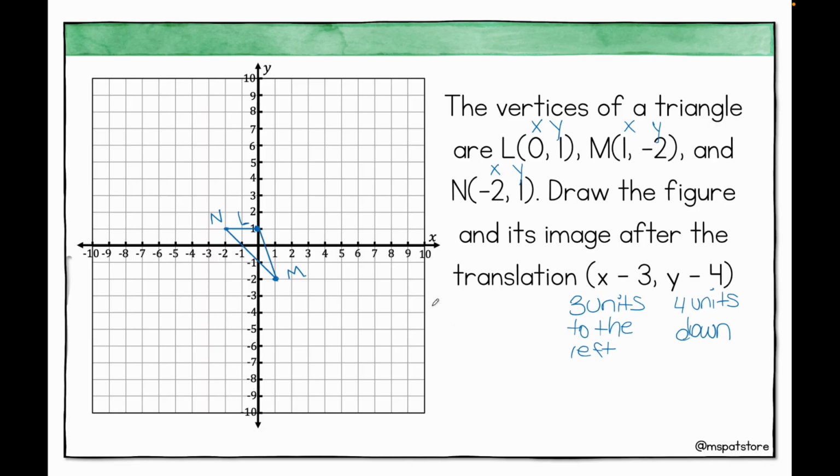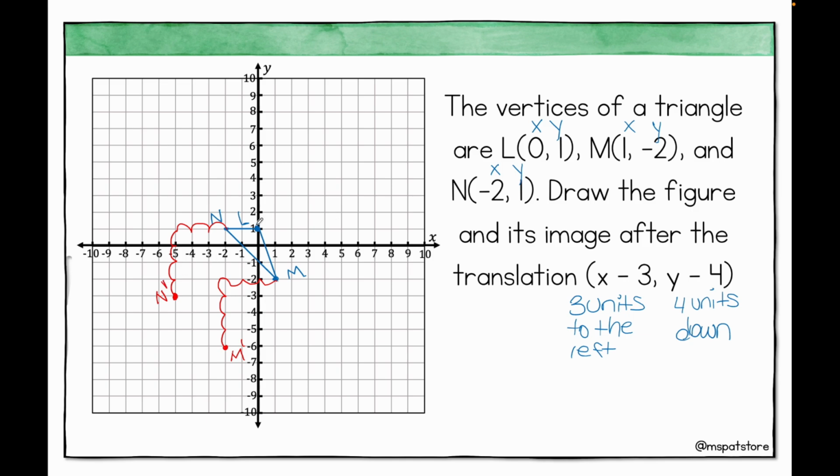With a different color, I would like you to do this translation. 3 units left and 4 units down. 1, 2, and 3. And 1, 2, 3, and 4. So here will be M prime. Now let's do N. 3 units to the left and 4 down. 1, 2, 3, and 4 units down. Here we're going to have N prime.